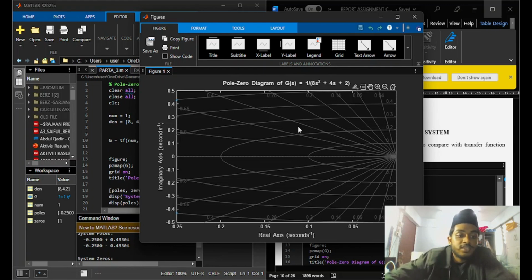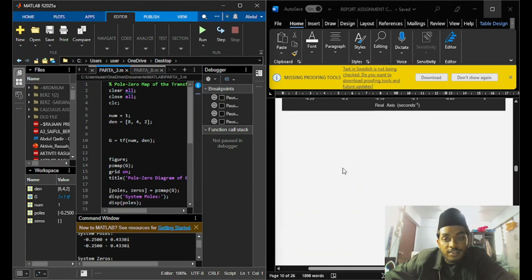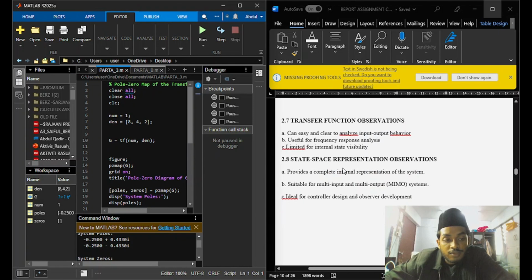Okay, so the observation and the comparison. Both transfer function and state space make it easy to get poles and zeros. The transfer function is also best for single input, single output analysis. The state space is useful for analyzing internal behavior and MIMO systems, and is essential for advanced controller design. Both models produce consistent results, and the MATLAB estimation verifies the theoretical calculation.